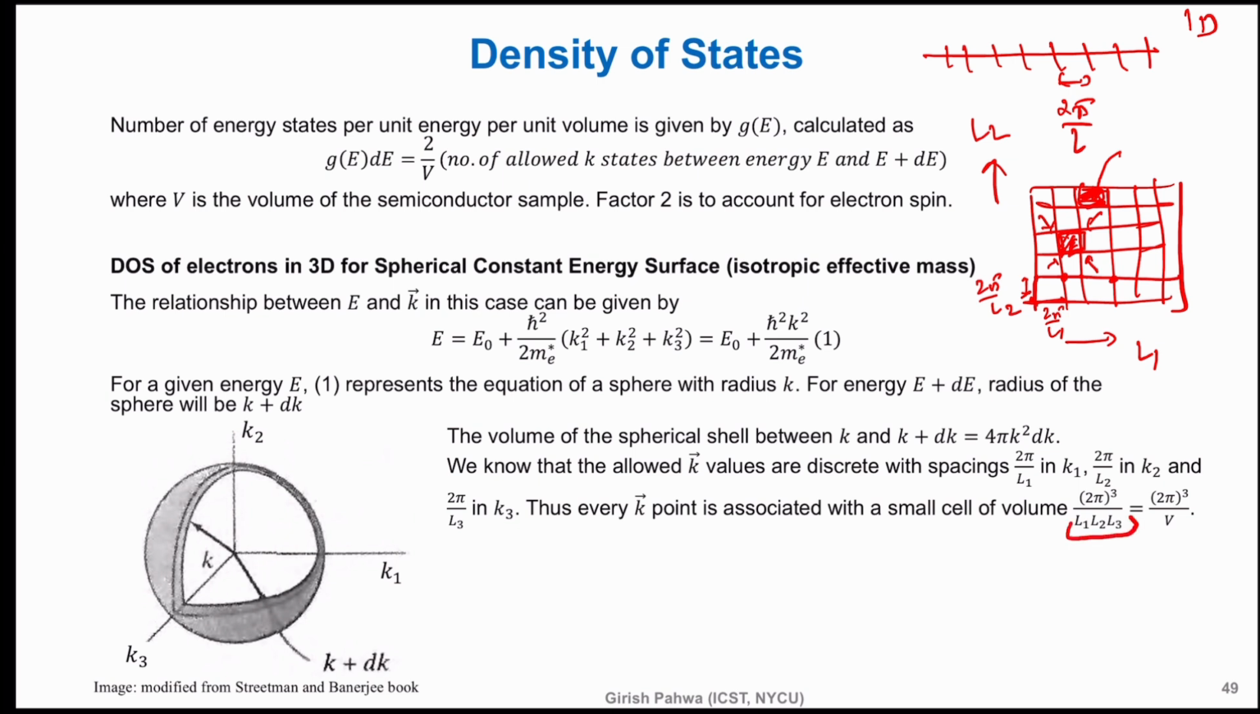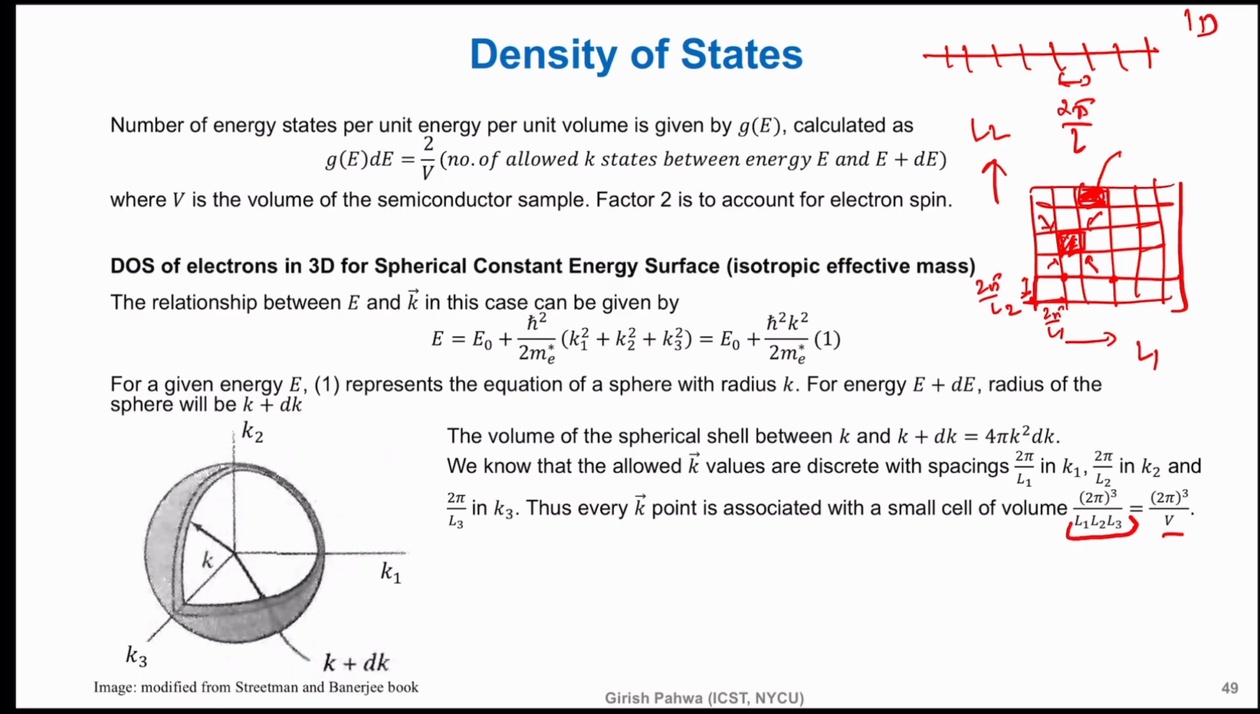2 pi cube divided by L1, L2, L3, and L1 into L2 into L3 is what? It is the volume of the sample. So basically 2 pi cube divided by the volume. Actually we have already talked about it before. So this is the volume of that small cuboid. Now I want to know in this particular shell how many such small cuboids are there. What do I do? If I divide the volume of this shell by the volume of one small cuboid, I will get the number of cuboids within the shell, and I will also get the number of k points.